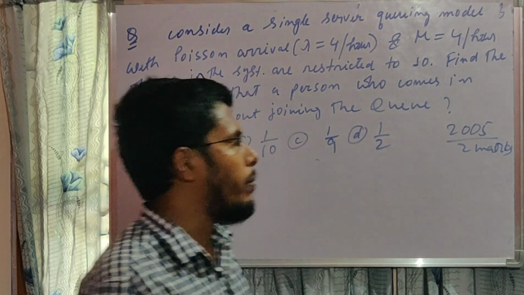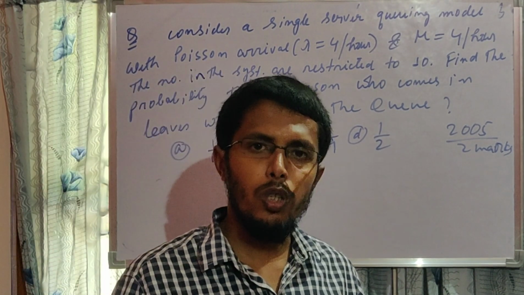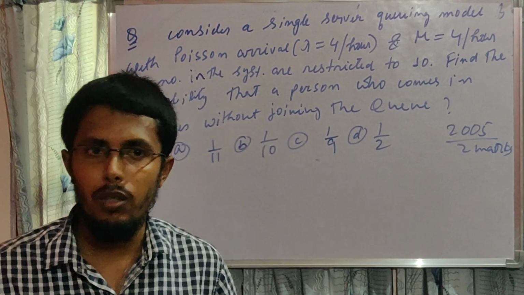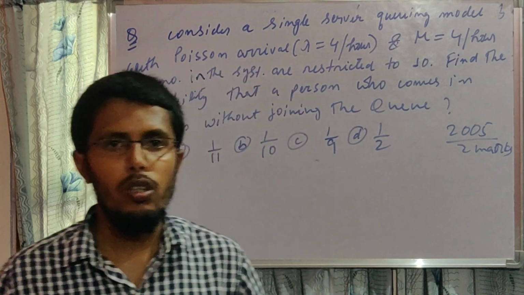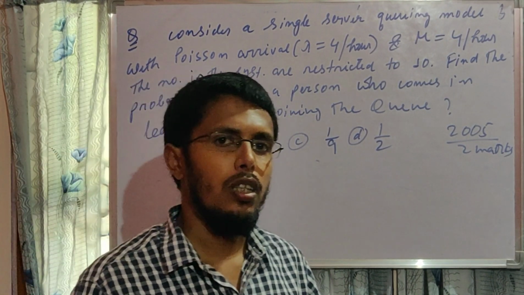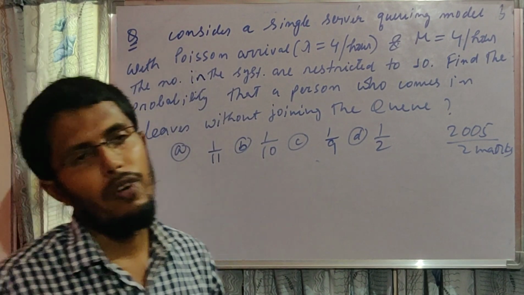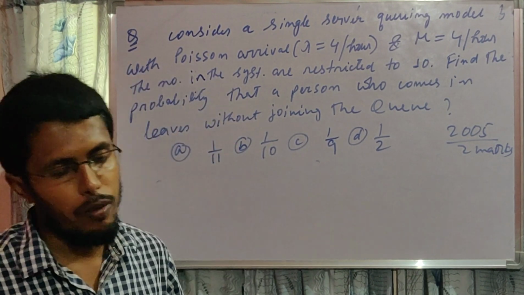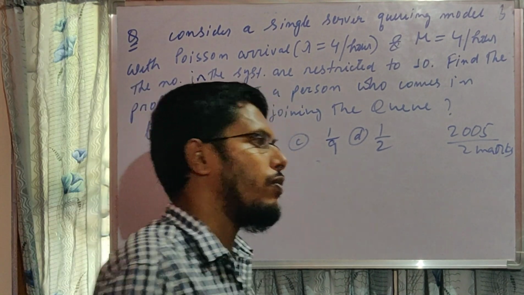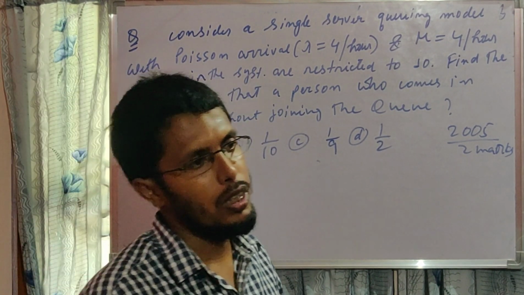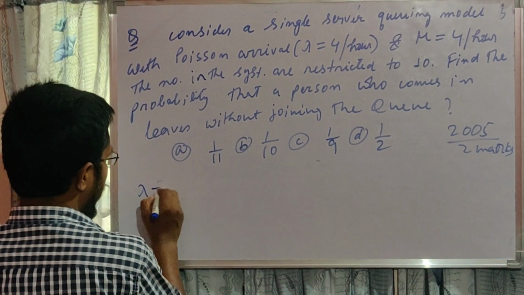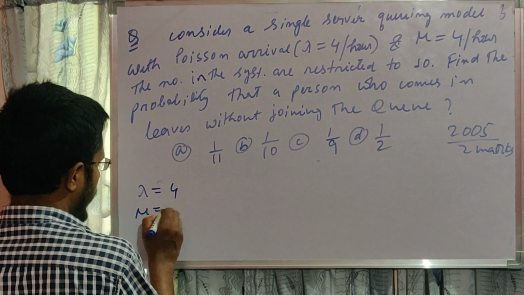A person will leave without joining the queue when he observes that the system is already full, already having 10 customers. So if an 11th person comes, he will not join the queue. So if we find the probability of having exactly 11 customers in the system, then we will get the answer. So lambda is equal to 4, mu is equal to 4.